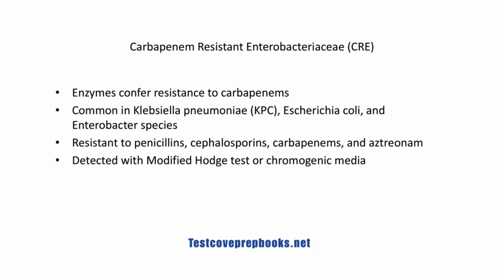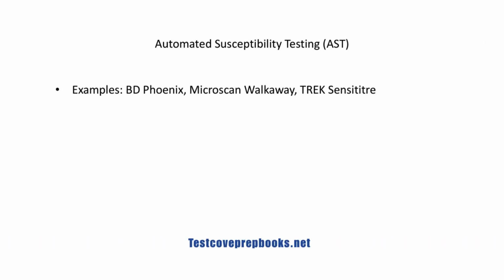Carbapenem-resistant Enterobacteriaceae, or CRE, produce enzymes that inactivate carbapenems. Common organisms include Klebsiella pneumoniae, Escherichia coli, and Enterobacter species. They are resistant to penicillins, cephalosporins, carbapenems, and aztreonam. Detection methods include the Modified Hodge test and chromogenic media. Finally, automated susceptibility testing systems streamline AST in clinical laboratories. Examples include BD Phoenix, MicroScan WalkAway, and TREK Sensititre.